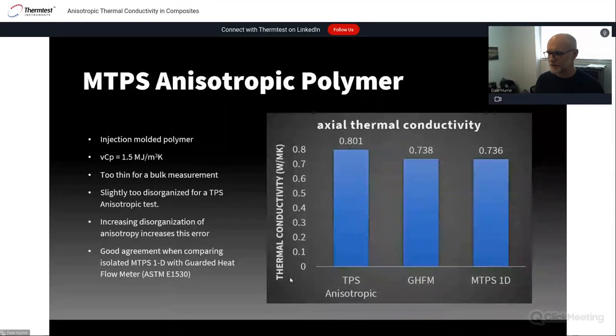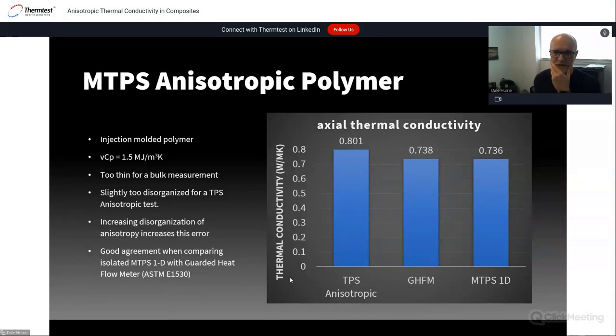So you can see this is a comparison. We did an additional test with a guard heat flow meter, where that sample is introduced between two plates. A guard oven is brought down, and you see there's pretty good correlation.